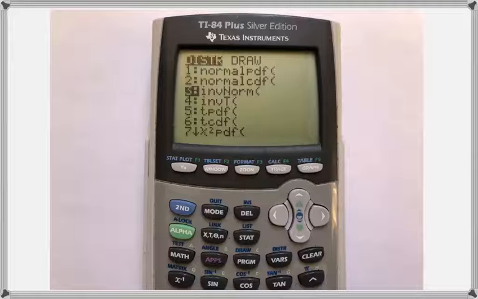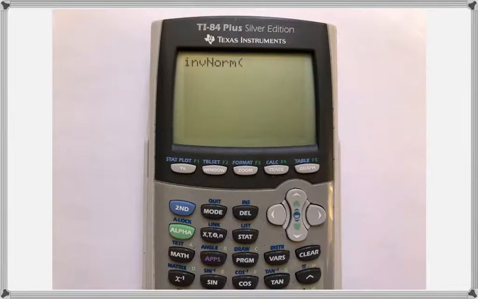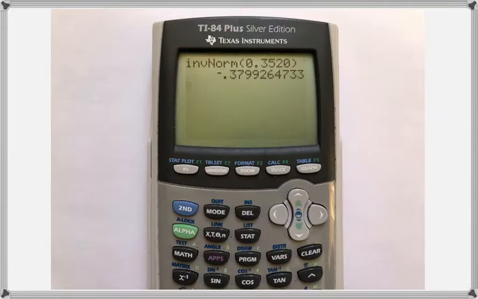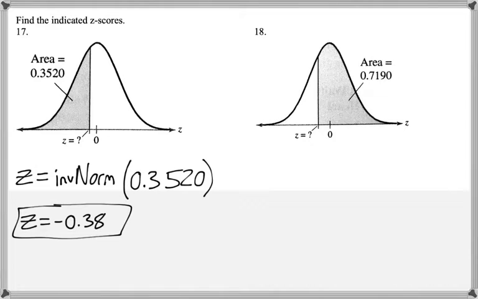0.3520. On the calculator, I'm going to press second vars to get to the distribution menu, and then select inverse norm, and then I want to type the area, so 0.3520, and then press enter, and we get negative 0.38 if we round to 2 decimal places. So that will be our final answer.